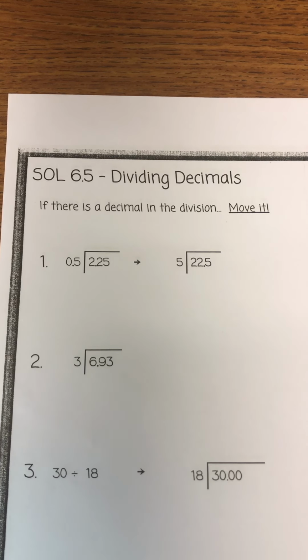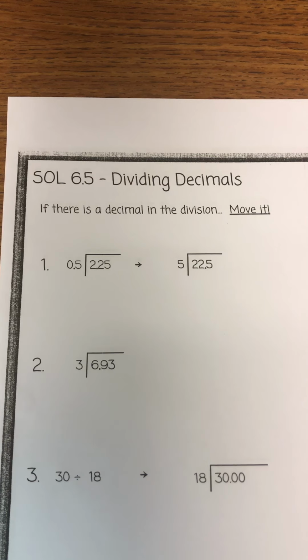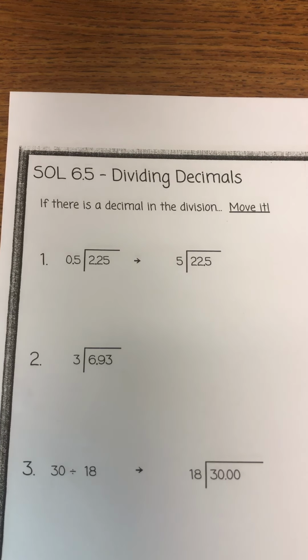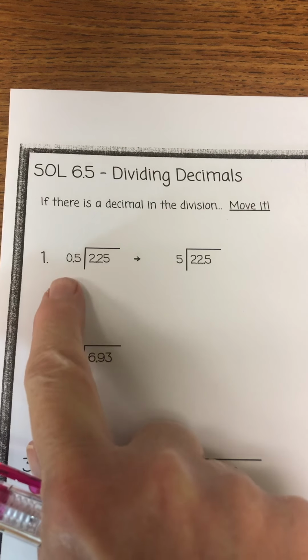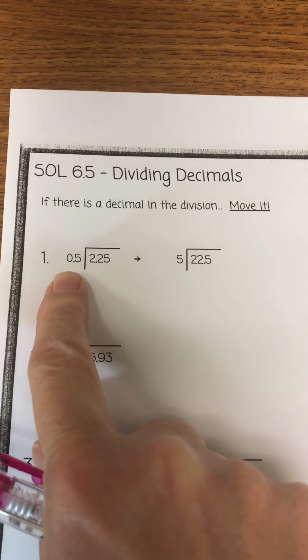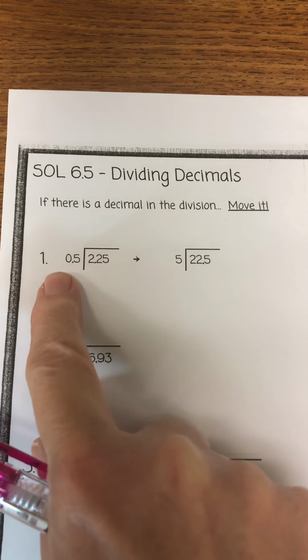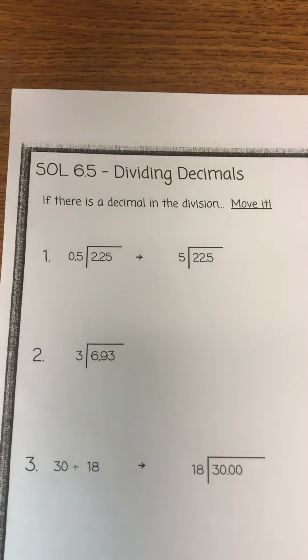Hi guys, today we're going to divide by decimals. Now, dividing by decimals is a lot like long division. However, you cannot have a decimal in your divisor. You can in your dividend, but not in your divisor. So you have to move it.